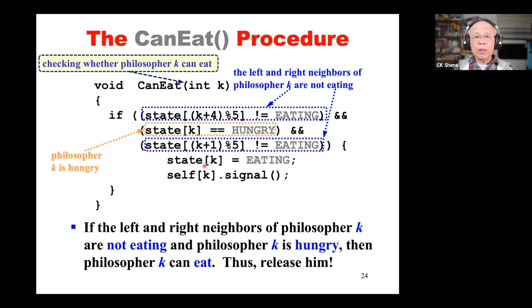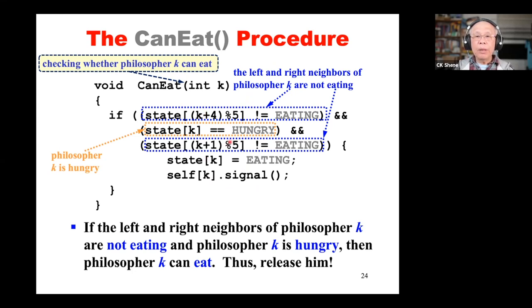Therefore, we set the state of philosopher K to eating, and signal self K, that is, allowing philosopher K to go. Now, what if at this moment philosopher K is not going to eat? Well, that's fine. The signal is lost as if it never happened.